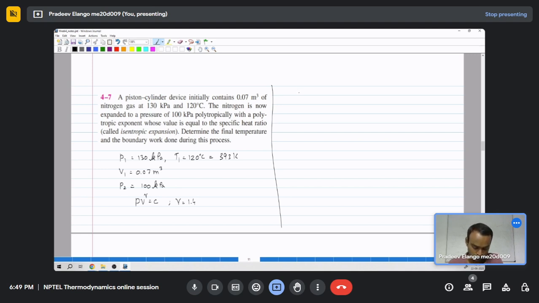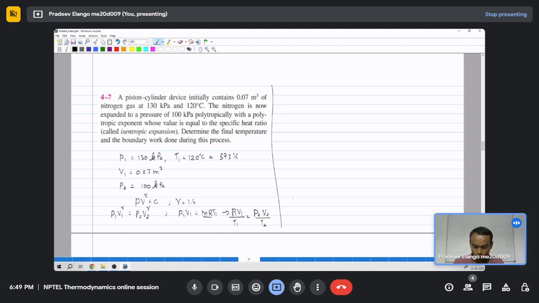Since PV power gamma is equal to constant, we know P1 V1 power gamma is equal to P2 V2 power gamma. From the equation of state we also know P1 V1 is equal to mR T1, so that means P1 V1 by T1 is equal to P2 V2 by T2, because m and R are constant. So if you take the constant on one side, we will have PV by T on one side and the same on the other side.